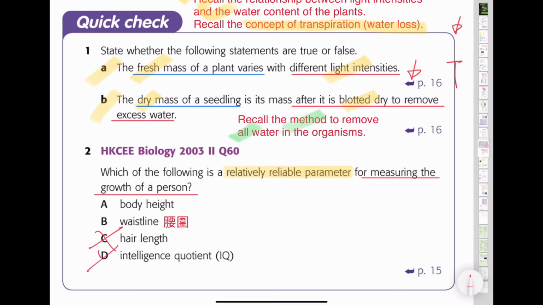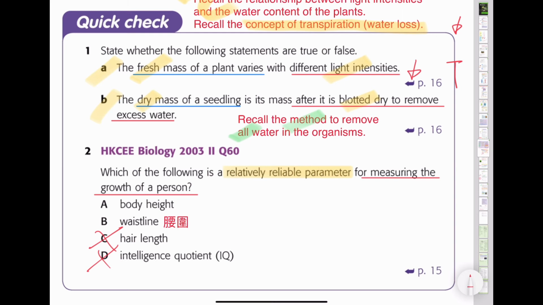And then also for IQ, actually for a normal person, our brain development is somehow complete at 3 to 5 years old. So at that moment, maybe our IQ is a bit fixed. So can we say that the growth somehow stops at 3 to 5 years old? No, we cannot say that.